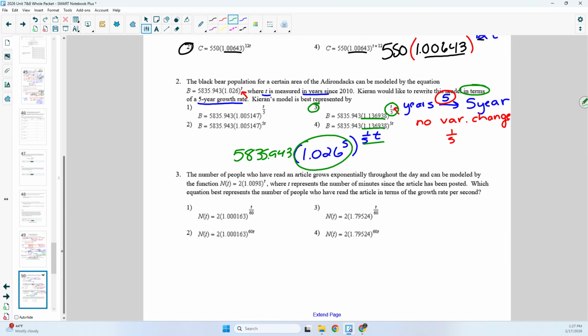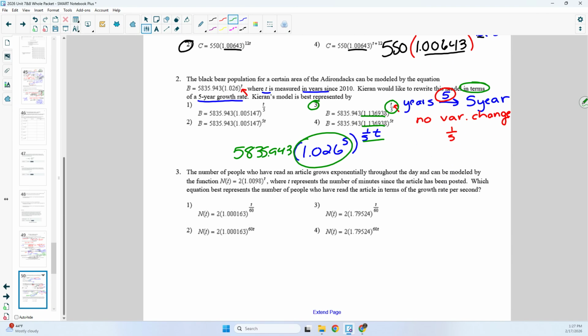So looking at the next one, the number of people who have read an article grows exponentially throughout the day and can be modeled by this function, where t is the number of minutes. So we are starting with minutes. Which equation represents the number of people who have read the article in terms of the growth rate per second? So minutes to seconds. Seconds are faster, so I'm going to have less growth in a second. So I need a 1/60th.